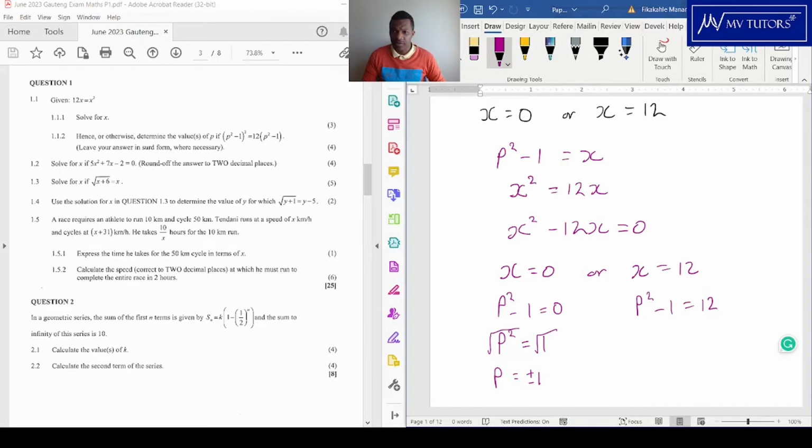I'll do the same thing this side. P squared is equals to 12 plus 1, because if I take the 1 to the other side, it becomes positive. So I have 13 this side, square root both sides like that, and then I will have that finally P is equals to plus or minus the square root of 13. Those are our final answers.